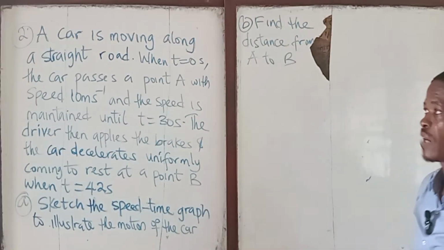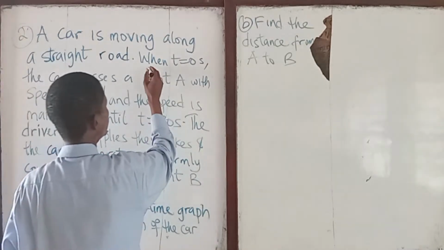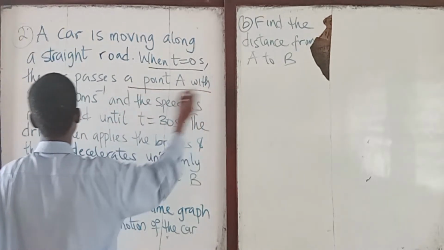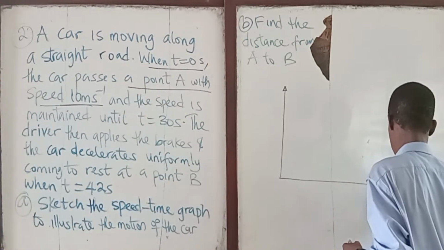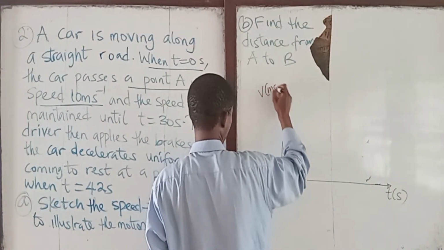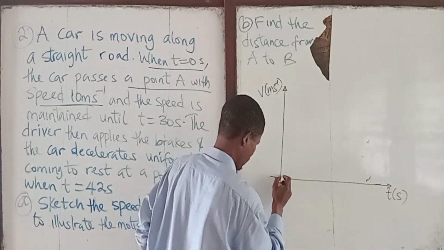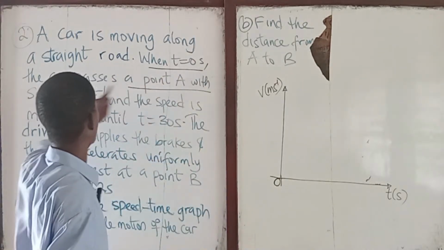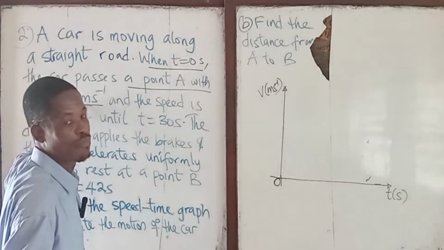Okay, we have a car moving. Look at the statement here. When t is 0, the car passes point A with speed 10 meters per second. This is time in seconds, and this is your speed in meters per second. Then when t is 0, the car passes A with speed 10 meters per second.